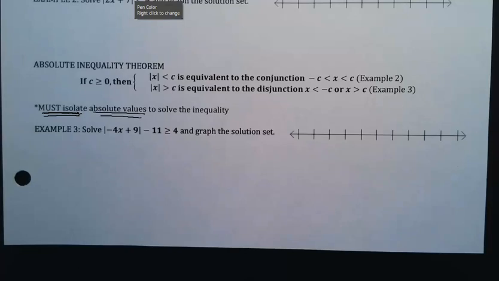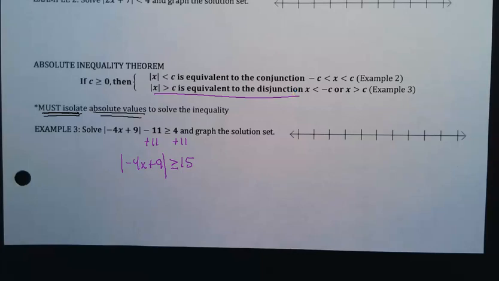All right, so example 3, we're going to solve the absolute value of the quantity negative 4x plus 9, subtract 11, and that's greater than or equal to 4. So here's our problem. Our absolute value is not isolated. We have minus 11. So first we need to add 11 to both sides. That would give us the absolute value of negative 4x plus 9 is greater than or equal to 15. All right, so now our absolute value sign is isolated. This is a greater than or equal to, so it's going to be a disjunction. We should be able to determine that already.